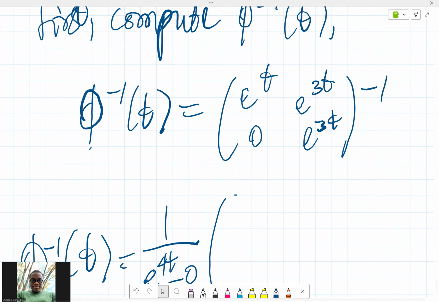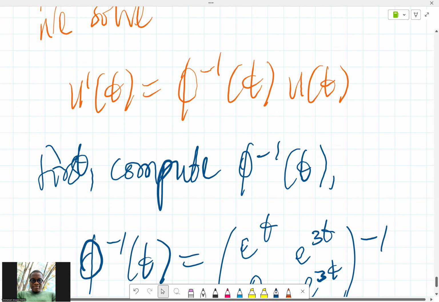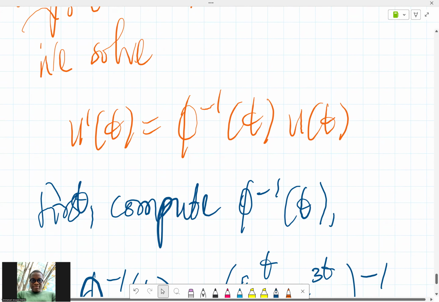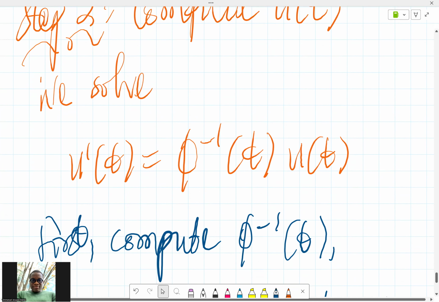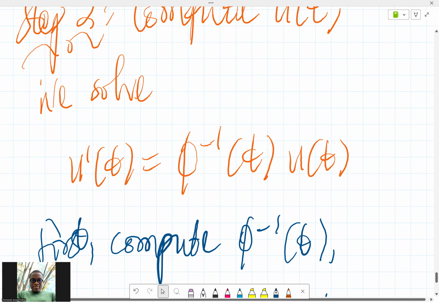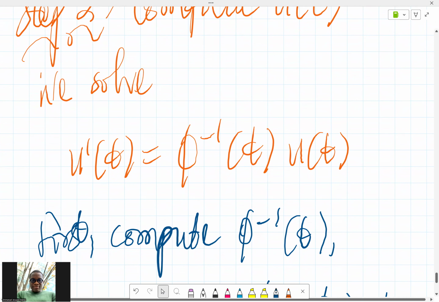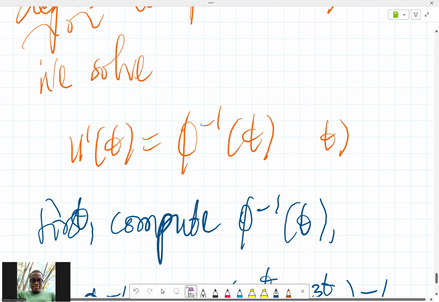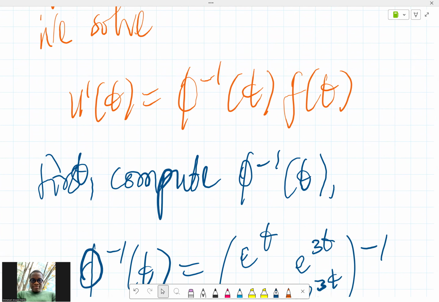So we change the signs here. Oh, sorry. What we have here is actually f of t, the f of t we had initially. Don't forget this f of t.